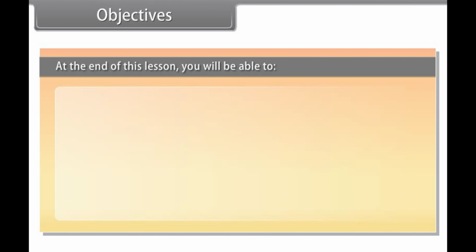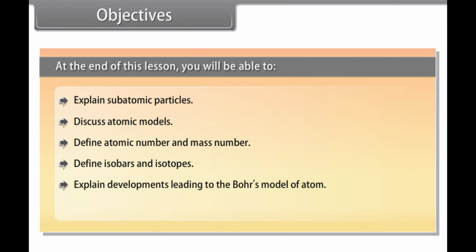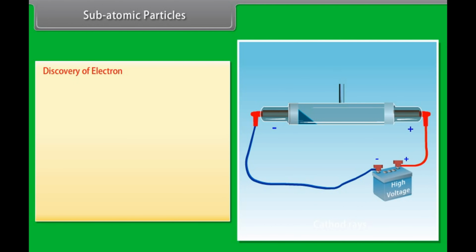Objectives. At the end of this lesson, you will be able to explain subatomic particles, discuss atomic models, define atomic number and mass number, define isobars and isotopes, explain developments leading to the Bohr's model of atom, explain Bohr model of hydrogen atom. Subatomic particles. Discovery of electron.